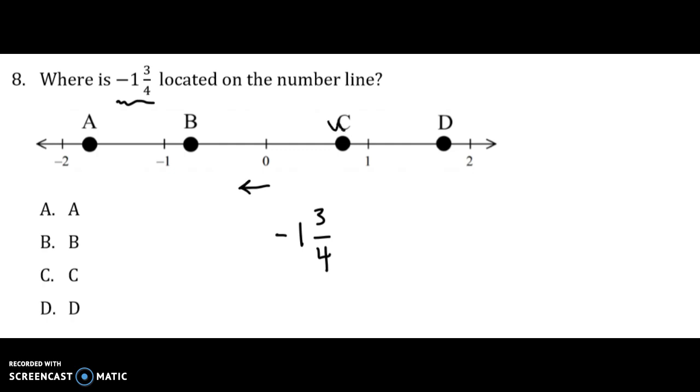So what that allows us to do is rule out our values for C and D, because both of those are in the positive range. So we're looking at B or A.